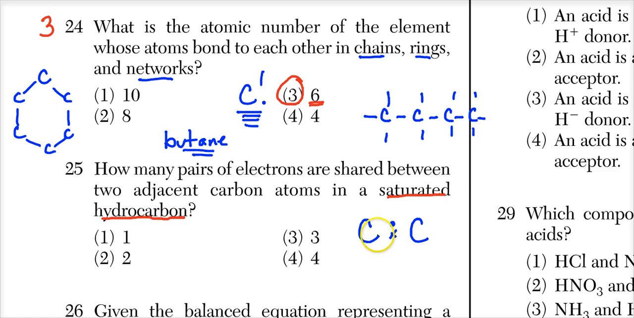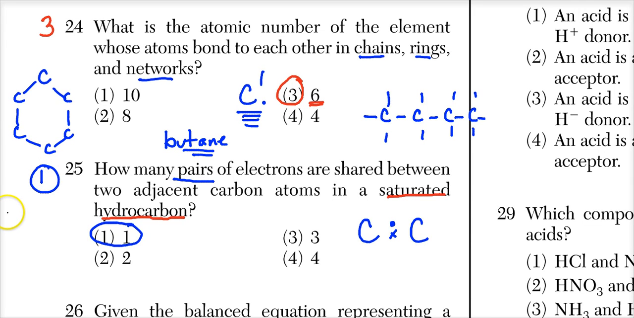Now they wanted a pair. They wanted how many pairs? Careful with the question. So there'd be 1 pair. They could ask for how many electrons are shared, and that would be 2. Careful with that question. They wanted a pair. A pair, of course, is 2. So there's 1 bond. There's 1 pair. Therefore, the answer for 25 is 1.